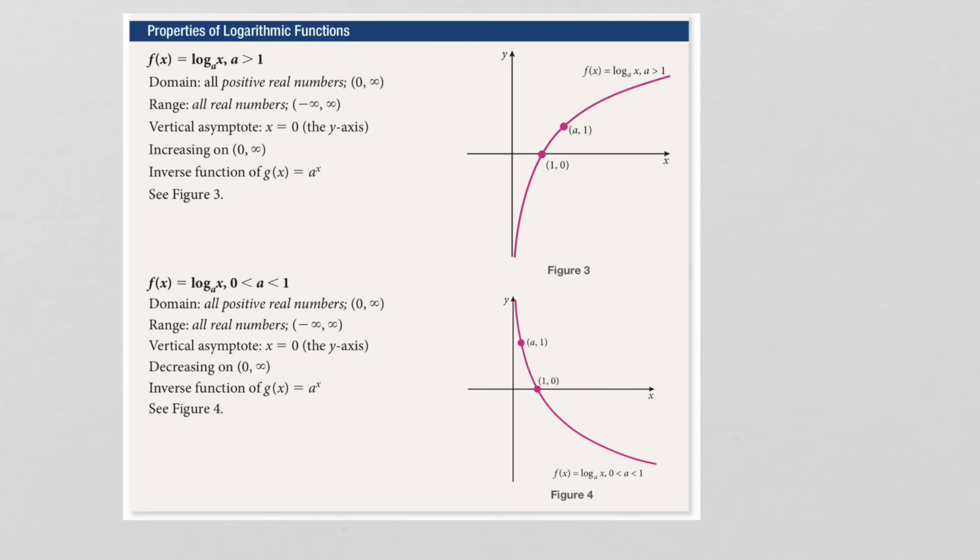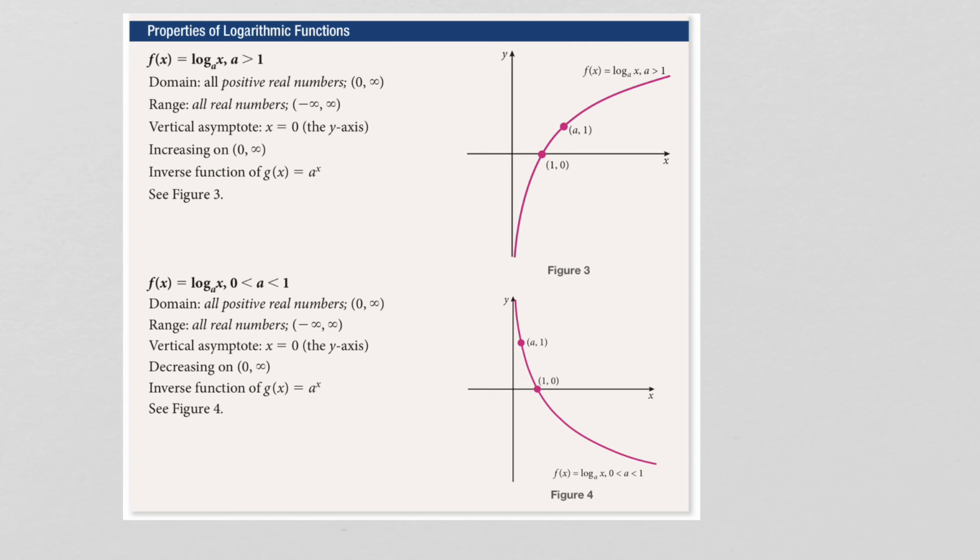Next, let's talk a little bit about graphs of logarithmic functions. So if you're graphing the logarithmic function f of x equals log base a of x, where a is a number bigger than 1, the graph looks like this. It will always pass through the point 1, 0 and the point a, 1. And it will be this increasing function.